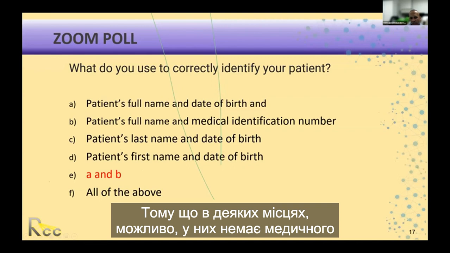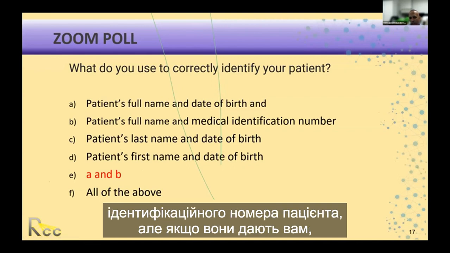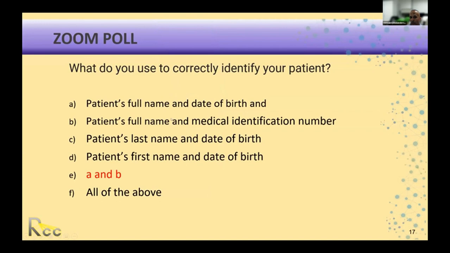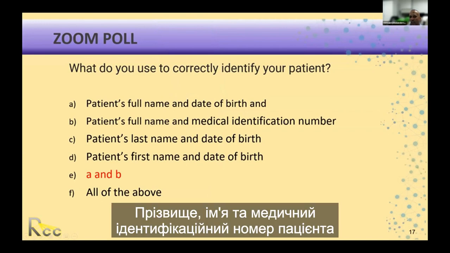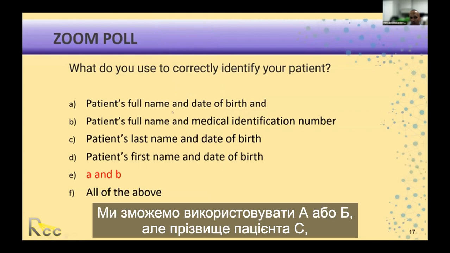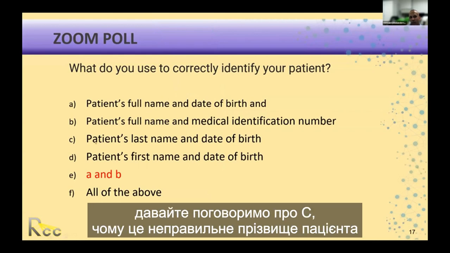Because some places probably don't have a patient medical identification number, but if they give you one of two, we're good: patient full name and date of birth, or patient full name and medical identification number, because the medical identification number is unique for every patient. We'll be able to use A or B, but patient last name, C.